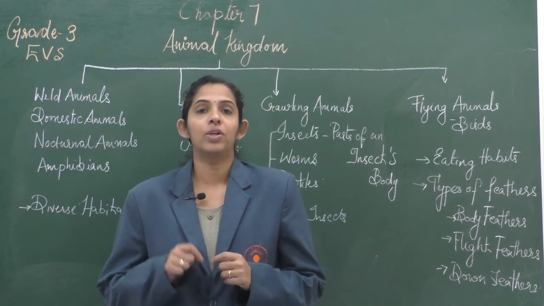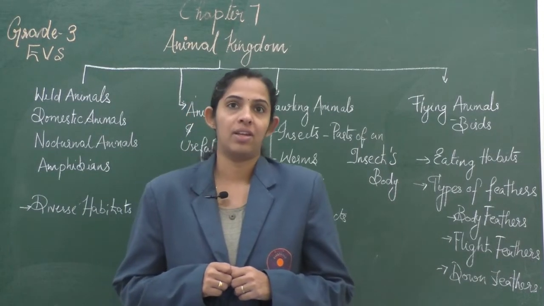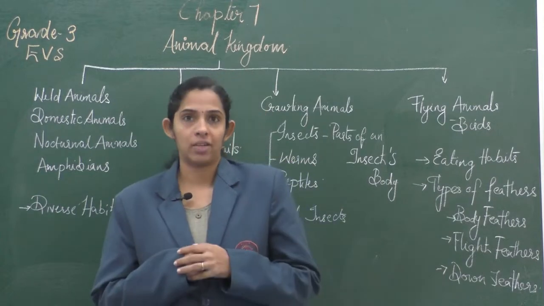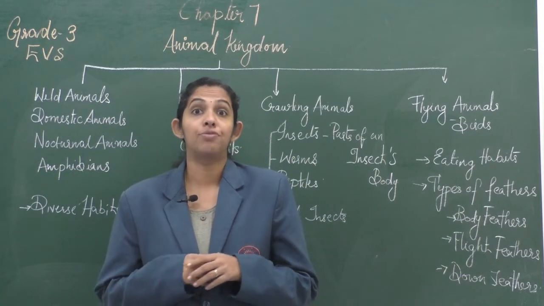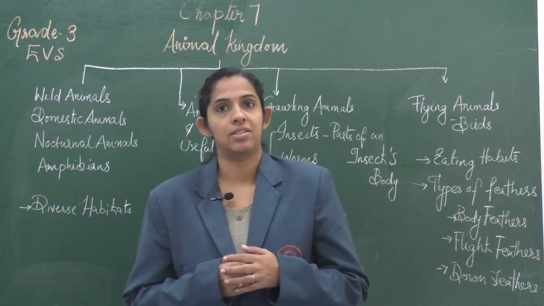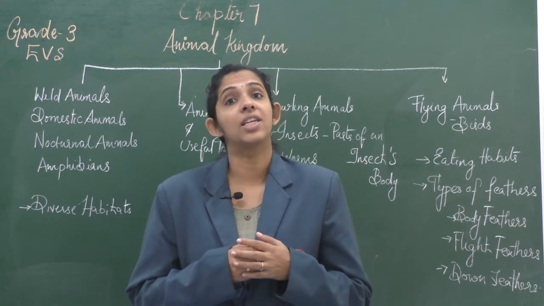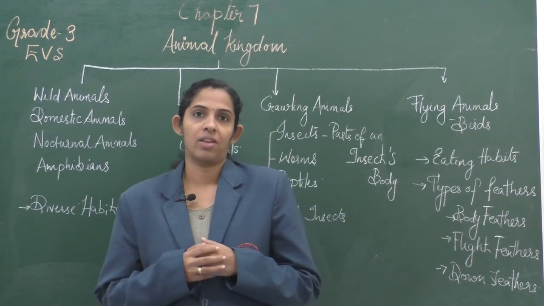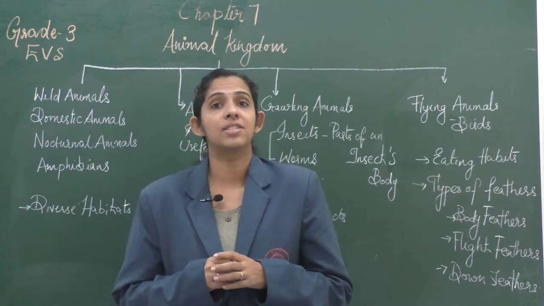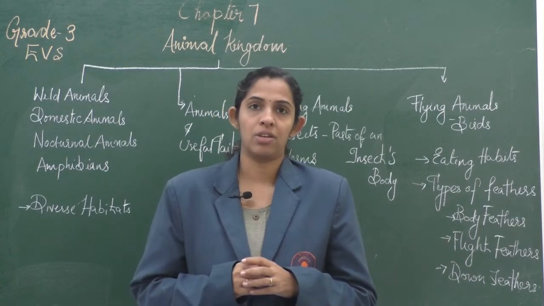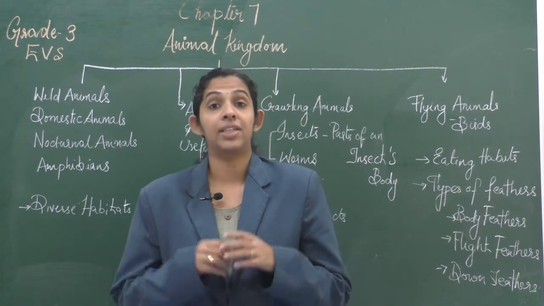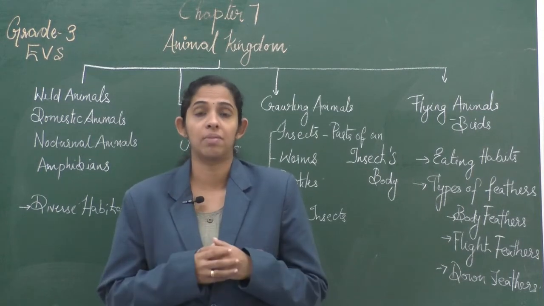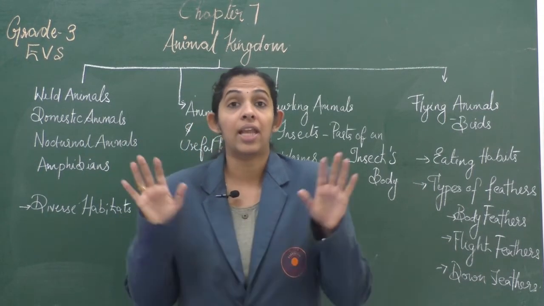In this video, we are going to do the summary of chapter 7, Animal Kingdom. You can see a wide variety of animals around you. They are found in different shapes and sizes. Even they vary in their eating habits and the habitat in which they live. In this chapter, we have discussed a few of the classification of animals and the diverse habitats in which they live. We have also seen about crawling animals and animals that can fly.